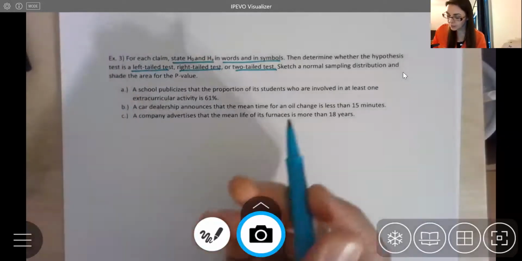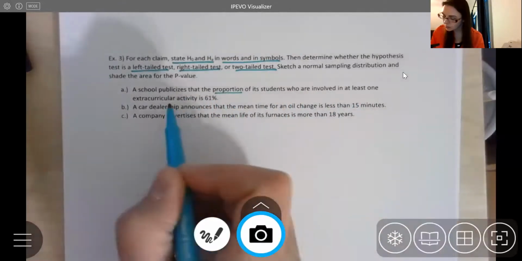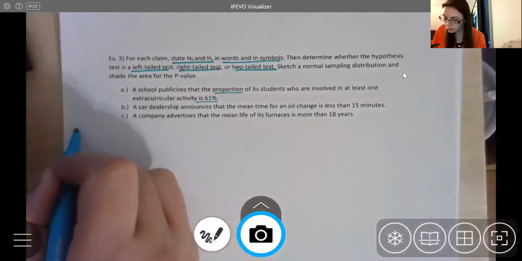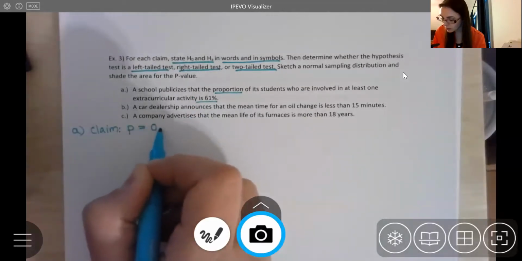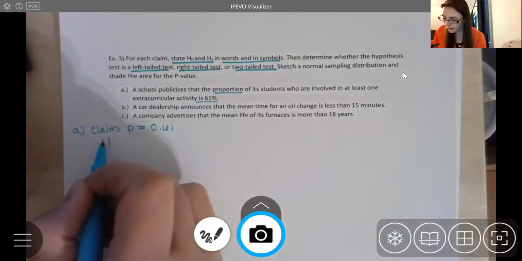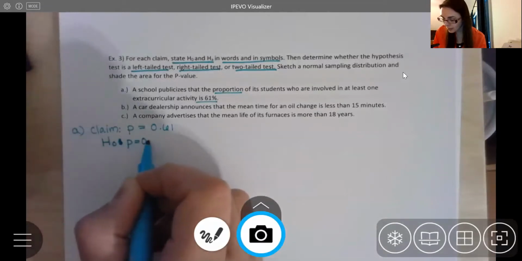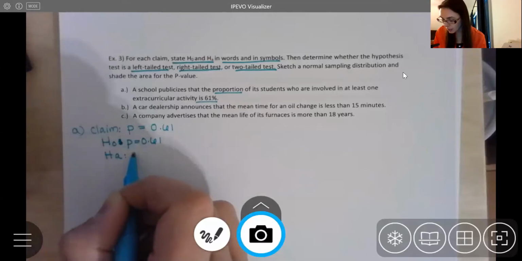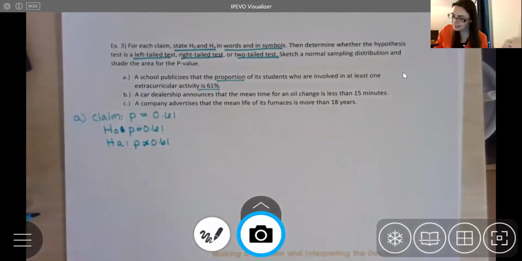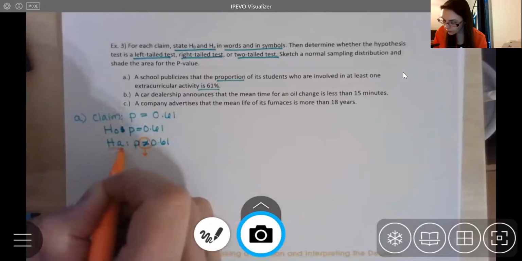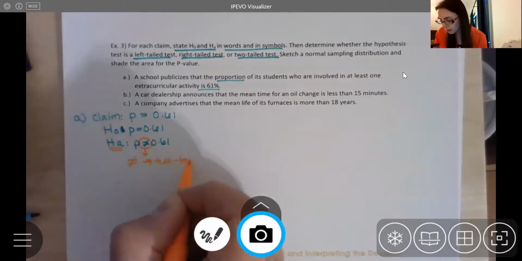For the first one, we've seen this before. A school publicizes that the proportion of its students who are involved in at least one extracurricular is 61%. So the claim we already saw was that the proportion equals 61%. And because there is equality there, our null hypothesis is the equality piece, and our alternative hypothesis was not equals, right? That was the exact opposite. So when I'm determining my type of test, I'm using this symbol here. It's always the alternative. Because this is a not equals, we have a two-tailed test.